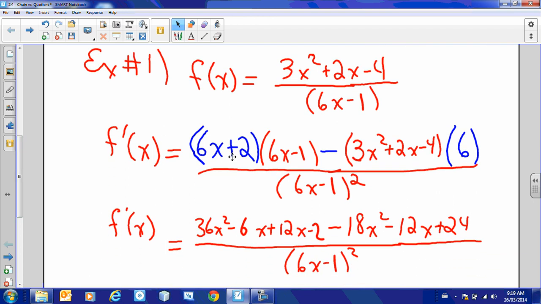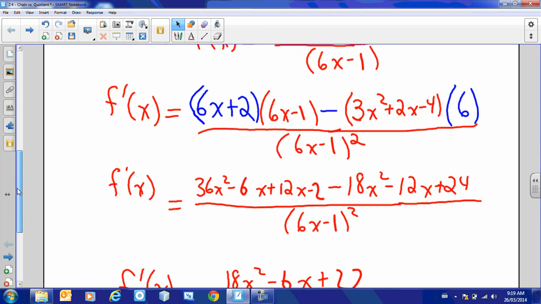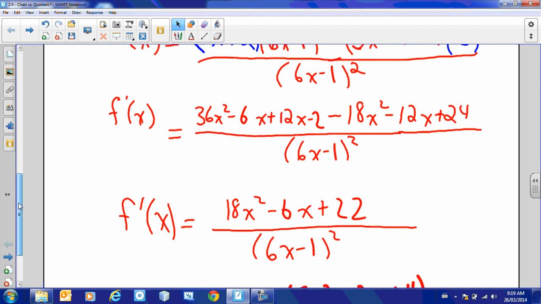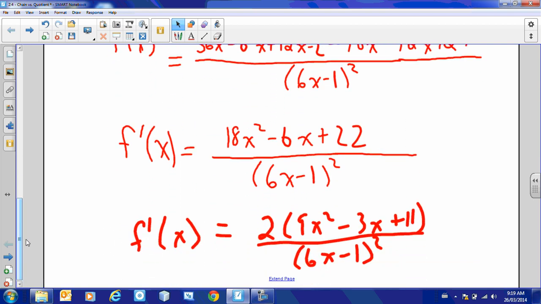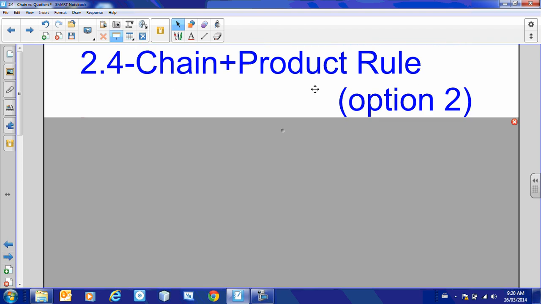So derivative of the numerator minus derivative of the denominator here, denominator squared, and as we follow it through, again, same question more or less that we saw before, we end up with 18x squared minus 6x plus 22 divided by 6x minus 1 quantity squared, and the numerator is still factorable, so 2 times 9x squared minus 3x plus 11. So that was option 1, we've gone through that.